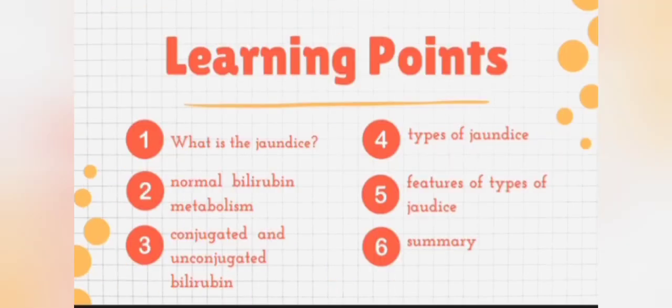By the end of this module, we would be understanding what is jaundice, what is the mechanism of bilirubin, how normally bilirubin is metabolized inside our body, what is conjugated bilirubin, what is unconjugated bilirubin, what are the types of jaundice, and the features of each and every type of jaundice, and in the last, we would be summarizing all these things.